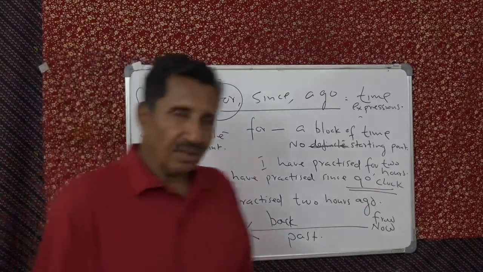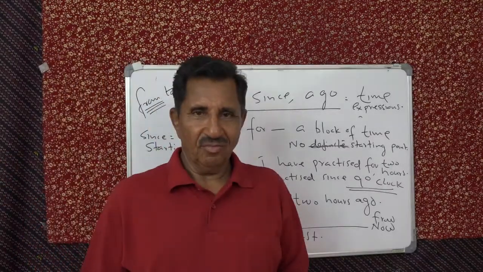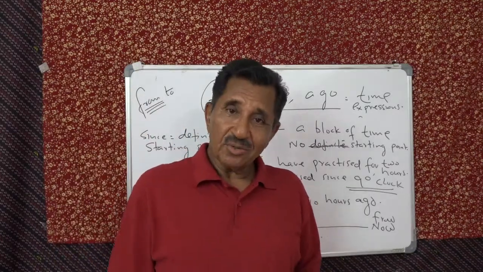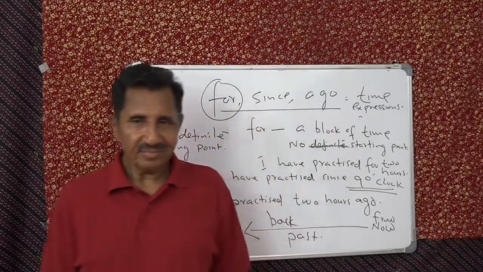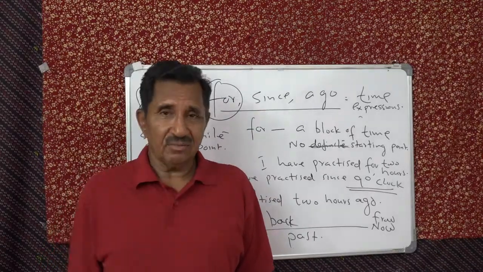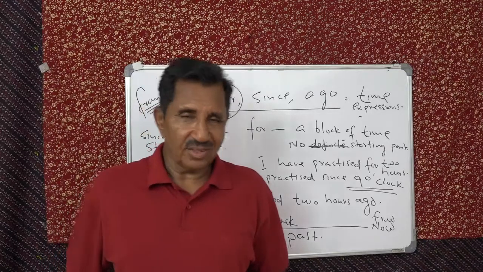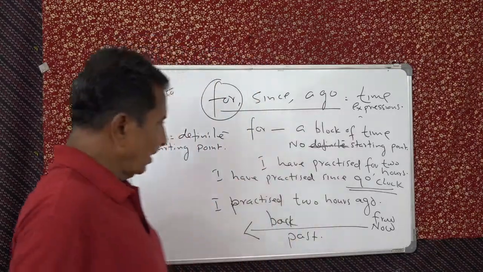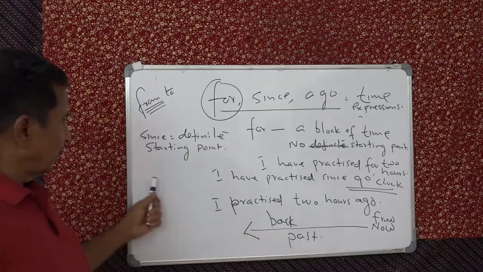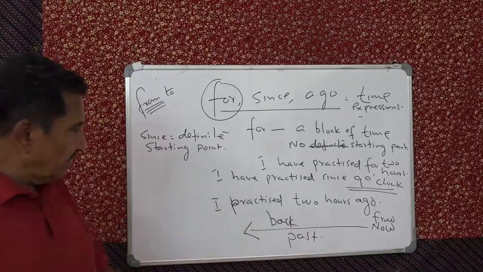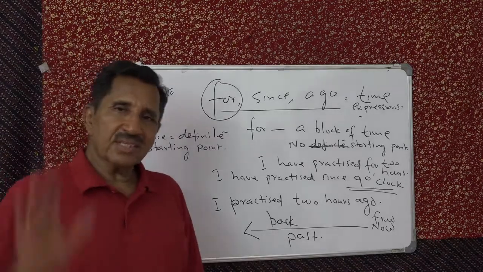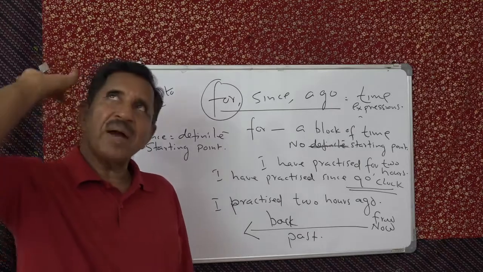I lived in America 5 years ago. From now, 5 years back. That means 2018. I lived in America in the year 2013. 5 years ago. Understand? So, for is a block of time. Since is a definite starting point, and right now it's over. And ago means from now back.